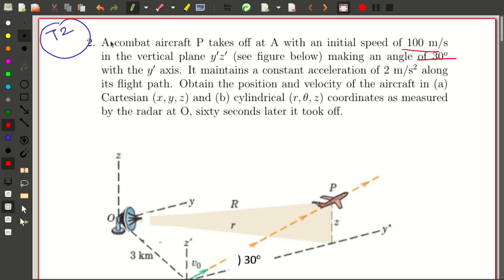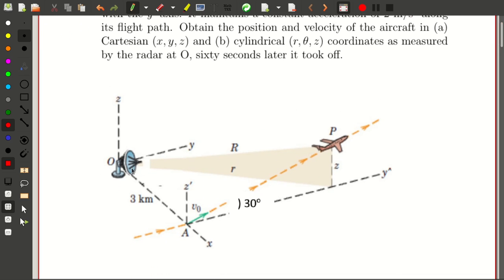We have a compact aircraft P that takes off at A with an initial speed of 100 meter per second in the vertical plane y' z', as in the figure, making an angle of 30 degrees with the y' axis. It maintains a constant acceleration of 2 meter per second square along its flight path. Obtain the position and velocity of the aircraft in Cartesian and in cylindrical coordinates as measured by the radar at O, 60 seconds after it took off. The question is pretty clear and straightforward.